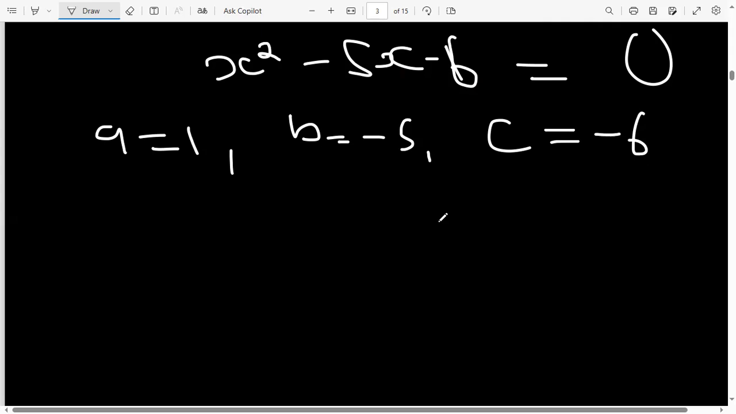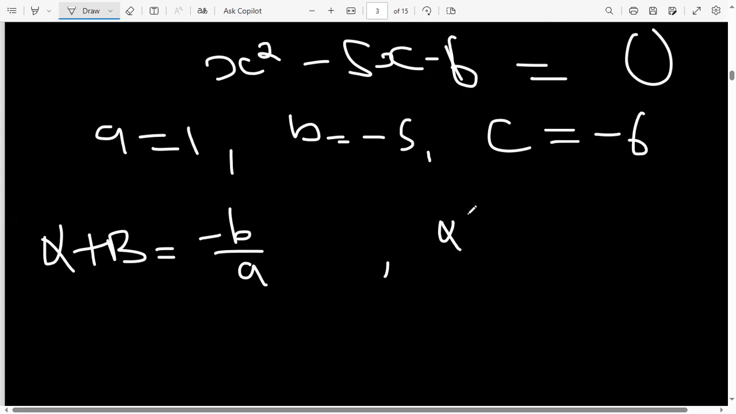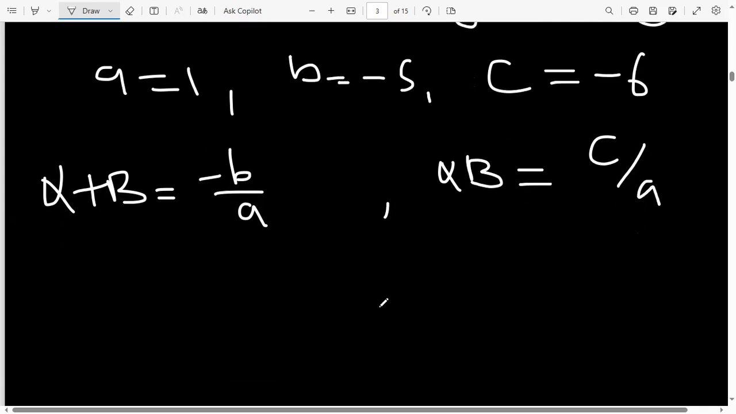So now, we know that the sum of the roots, alpha plus beta, is the same as minus b over a. And the product, alpha multiplied by beta, is the same as c over a. So this is what I have here.